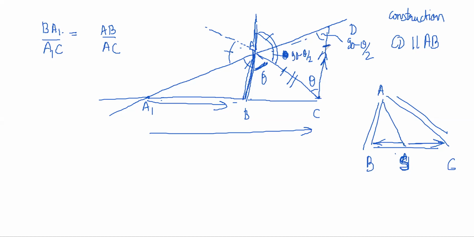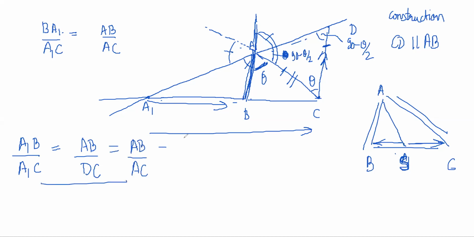Okay. And now what you will do is write Thales theorem, right? A1B by A1C should be equal to A1A by A1D, right? Or you can also write AB by DC. Yes. So AB by DC, and DC is equal to AC.